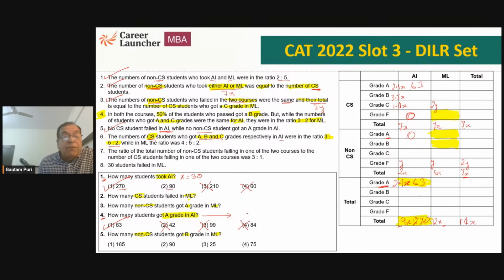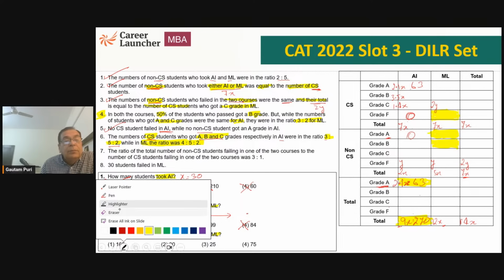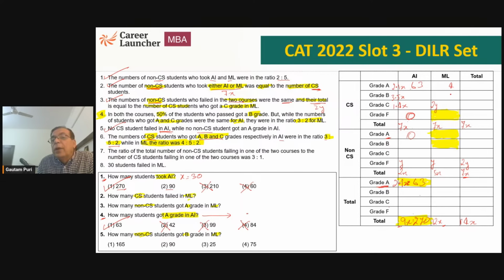Question statement 6 we have still not completed, so let's complete statement 6. In ML the ratio is 4:5:2. Of what? The number of CS students who got A, B, C grade in ML is 4:5:2. That means if C grade in ML is 2y, B grade in ML will be 5y, and A grade in ML will be 4y. Perfect.